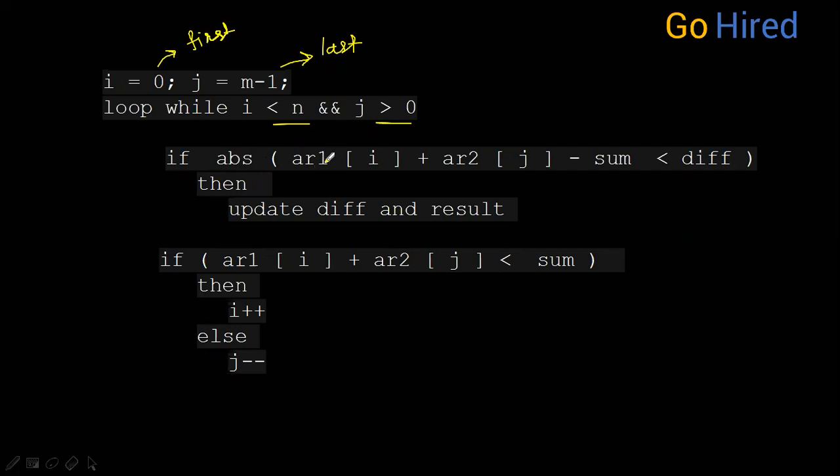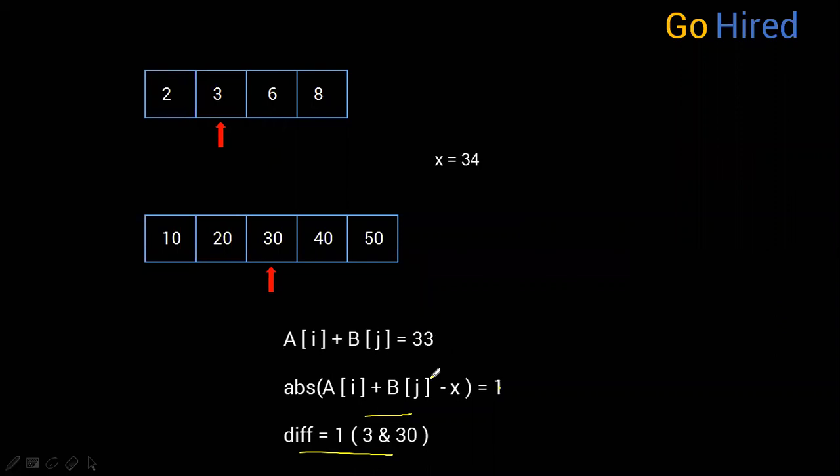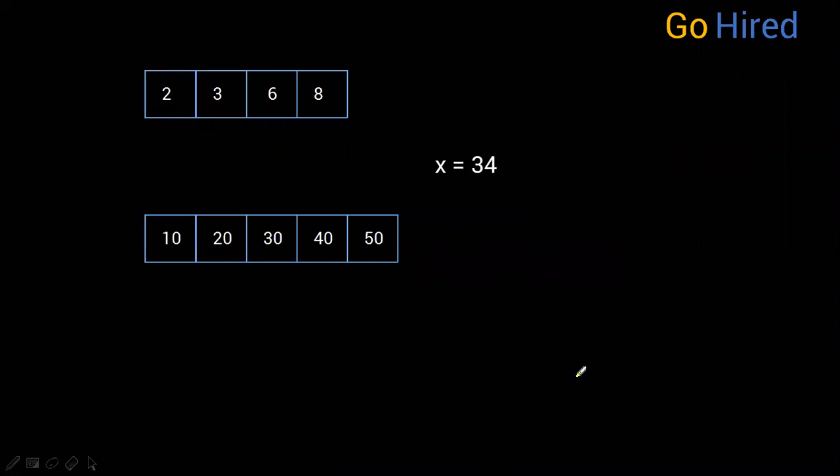If the absolute difference of array1 of i plus array2 of j minus sum is less than difference, we just update the difference and we move ahead. And then we see if a of i plus b of j is less than sum, i plus plus, else j minus minus. Something like what we did so far in the previous examples.